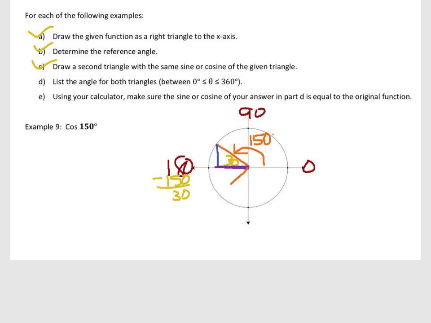So I'm going to draw it down here. It's almost like you're drawing the same triangle, but in a slightly different location. So this also has a 30-degree reference angle. So list the angle for both triangles.